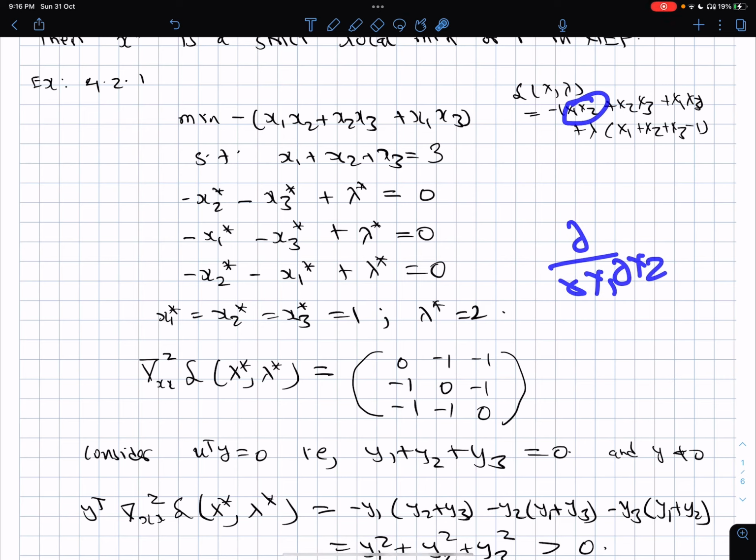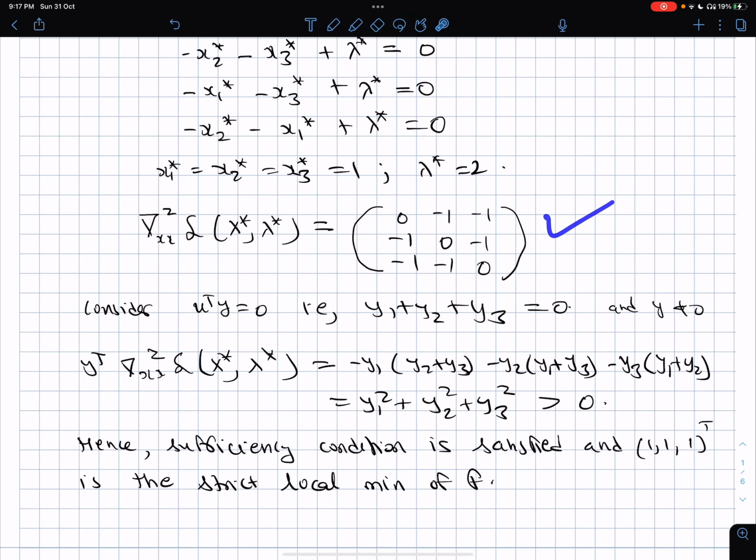And if you take partial derivative with respect to x1 and x2, then this minus 1 will come out from here. So therefore you get a minus 1 here. And the same is going to be with respect to partial derivative of L with respect to x2, x1. So therefore minus 1. And then similarly, you can see that all the off diagonals will consist of minus ones. So now you have got the Hessian matrix which is associated with the Lagrangian function.